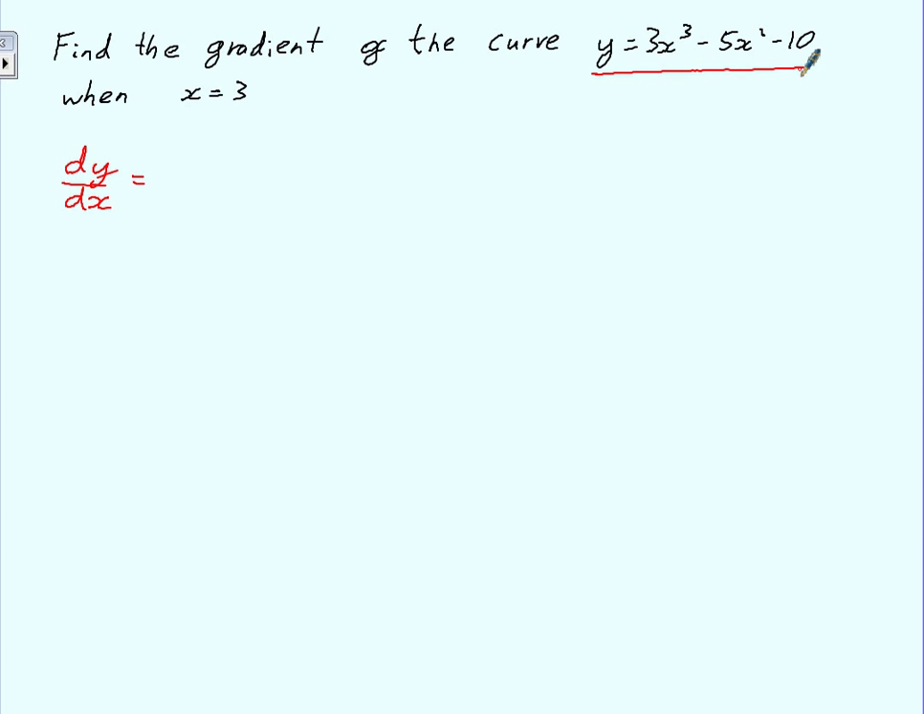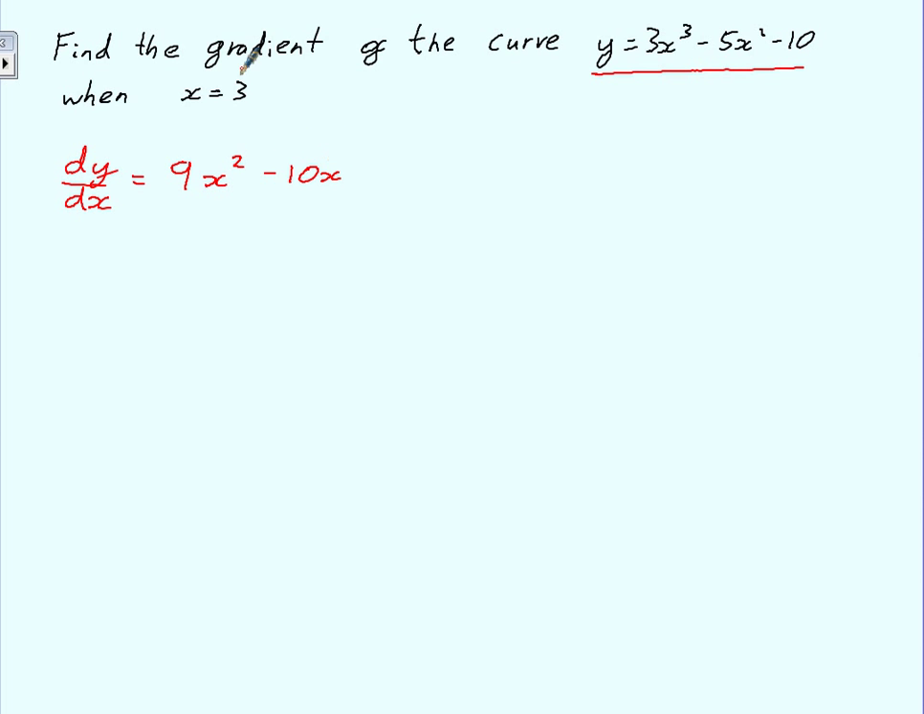Now looking at the first term, if we differentiate this first term, we multiply by the power, so it becomes 9x, and then we subtract 1 from the power to give us 9x squared. Second term, this will become minus 10x, the 2 becomes just a 1, which we won't write, and the constant term, minus 10, just vanishes as it has no power of x. So this is our gradient function.